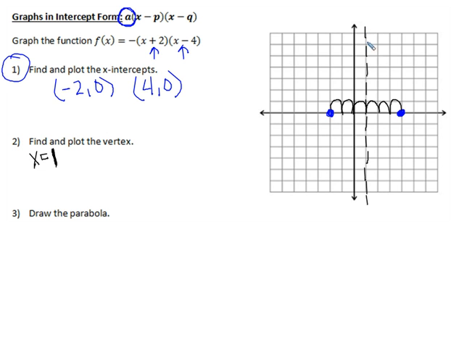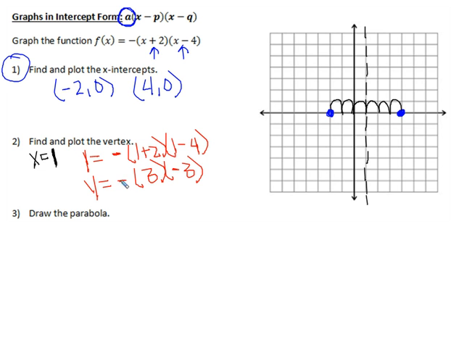So I know I can plot a dot somewhere on this dotted line, but I'm not exactly sure where it is. It could be somewhere up here, might be somewhere down here, but if I know an x value, we can plug it back in to find the y value. So let's do that. We have y equals negative. If I plug in 1 for all my x's, we can have 1 plus 2, and then 1 minus 4. That would give us, what is this, 3 times negative 3.